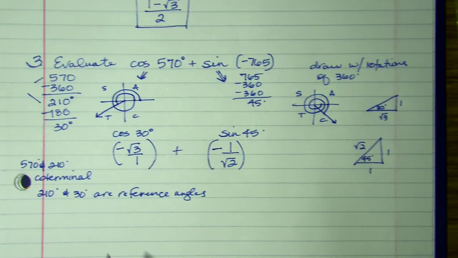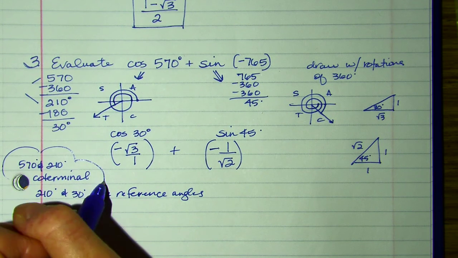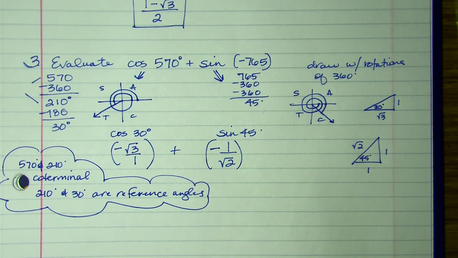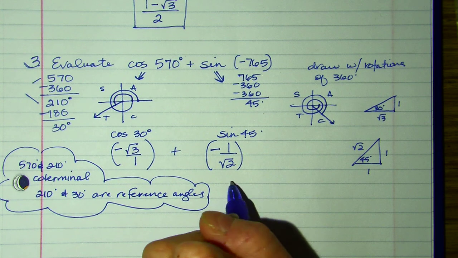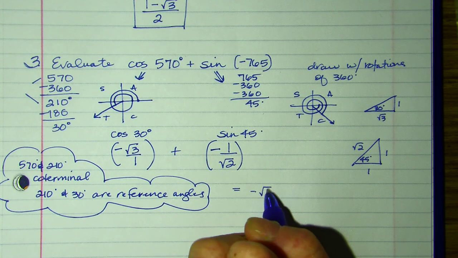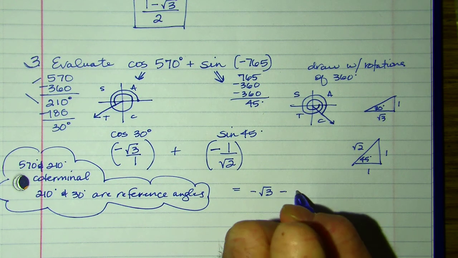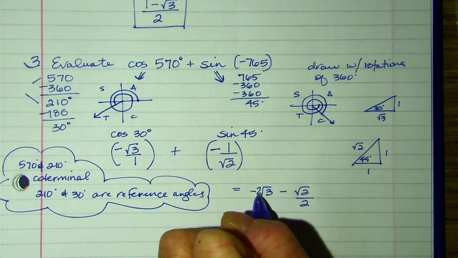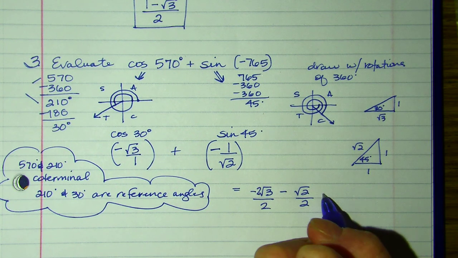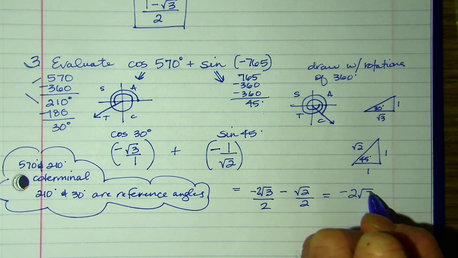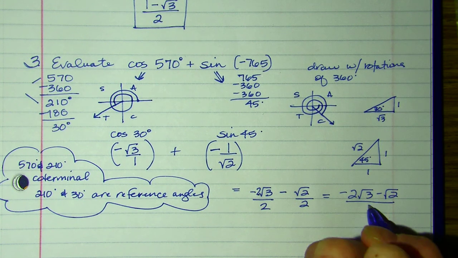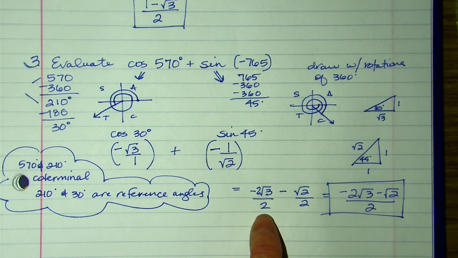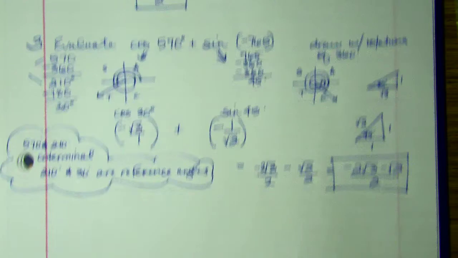Okay, so, sorry, this is just a little side note. I don't want it to get overlapped in our work. So here we go. I'm going to bring this down here. I have negative root 3 minus root 2 over 2. So I have to create a like denominator, so 2 over 2. So I get negative 2 root 3 minus root 2 over 2. I created a like denominator by multiplying top and bottom by 2. Next one.